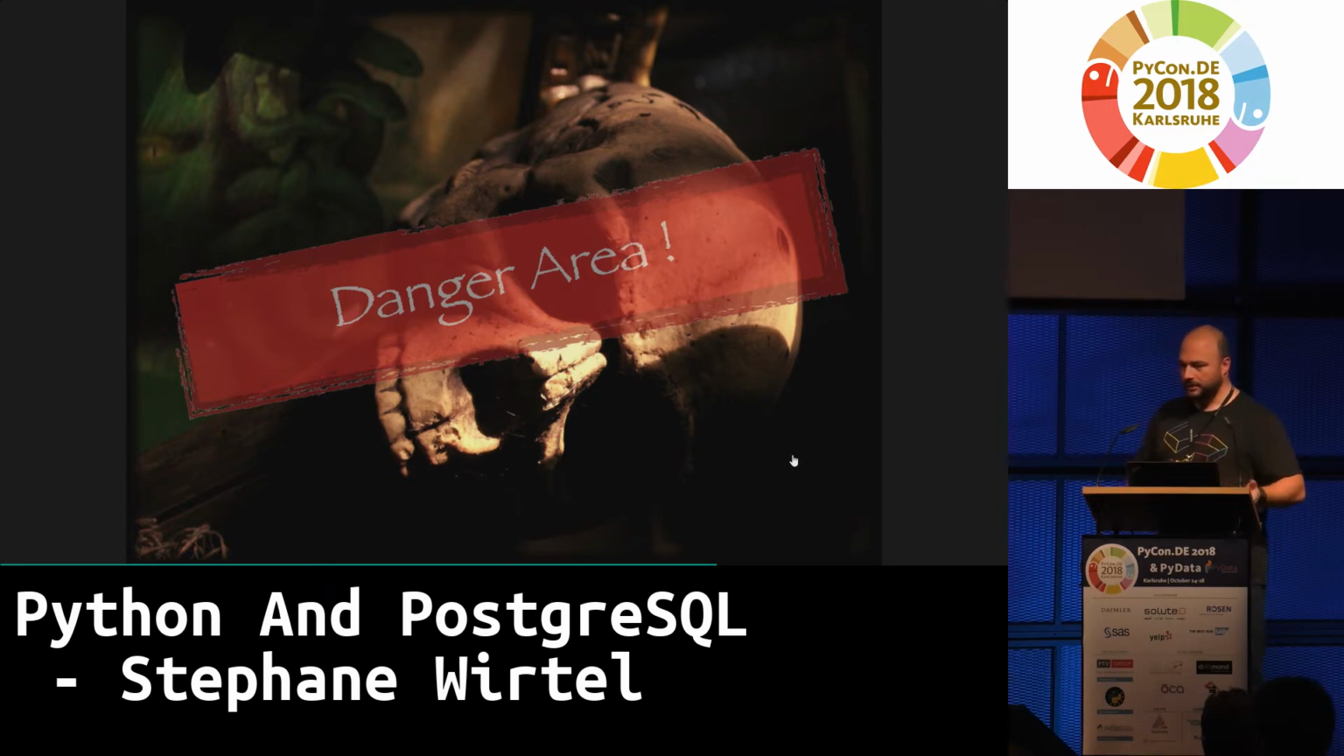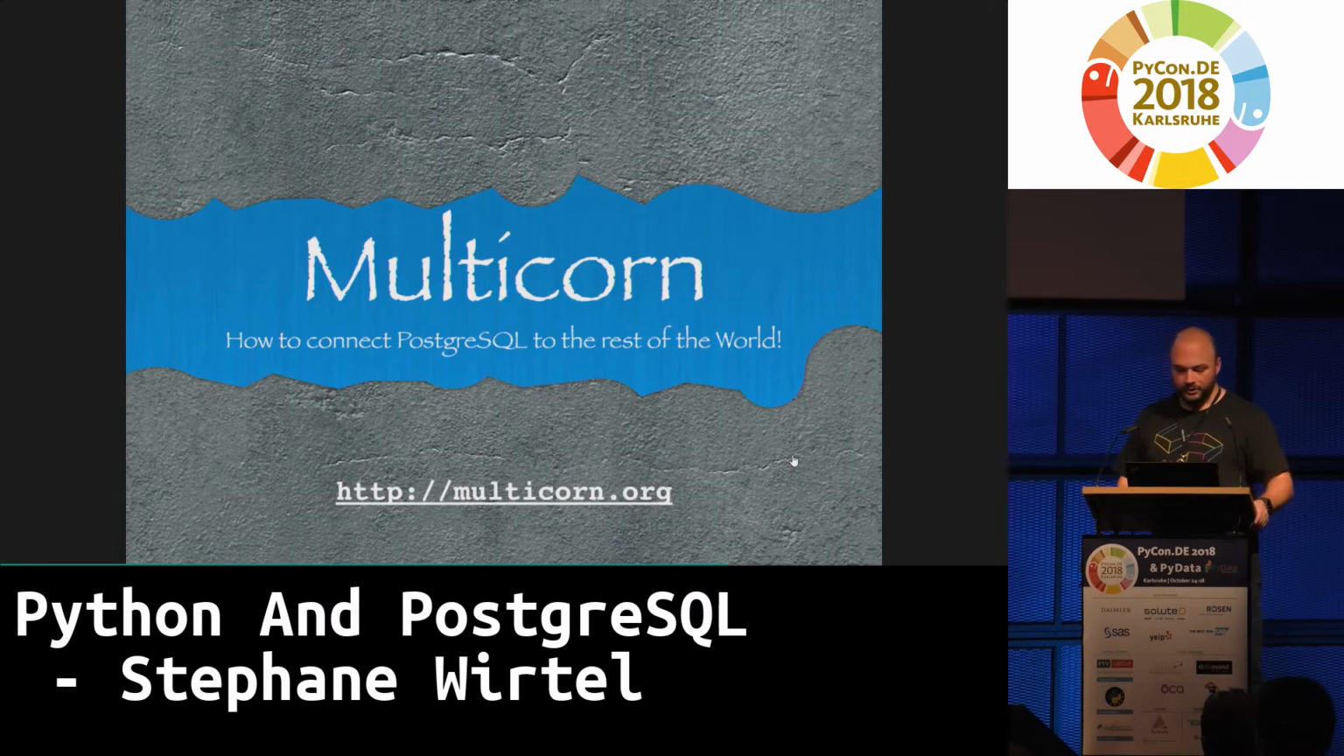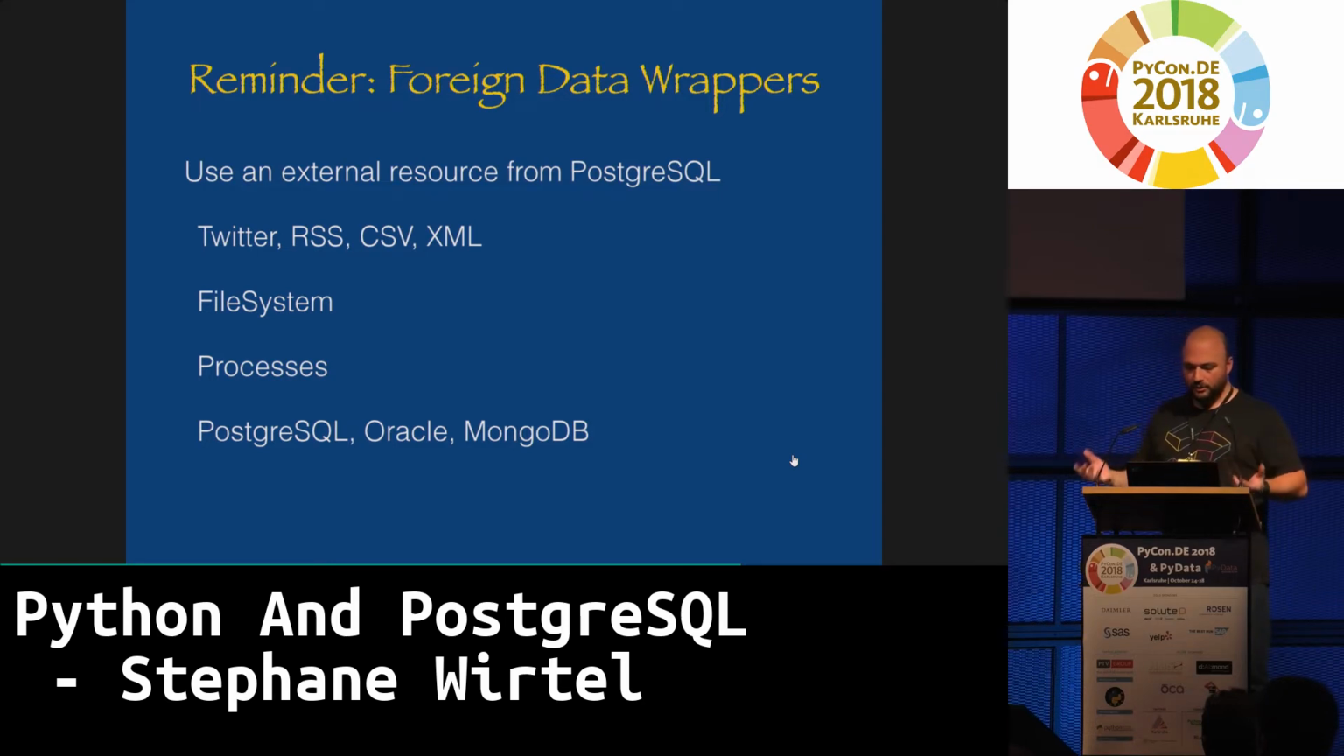If you want to break your database, you can use this part of the talk. Multicorn. It's just a library that you can use for the creation of your foreign data wrapper. A foreign data wrapper gives Postgres the capability to use an external resource. In this case, Twitter, an RSS feed, a CSV file, an XML file, your file system, the process list, and of course, Postgres. You can use Multicorn with an external database, Postgres, Oracle, or MongoDB, or LevelDB, whatever.